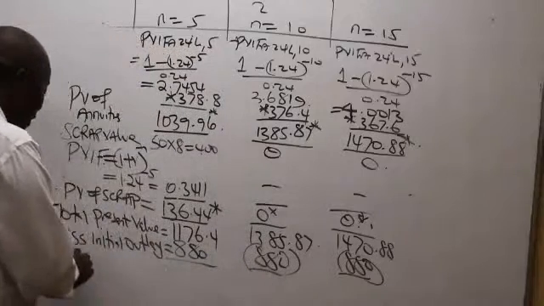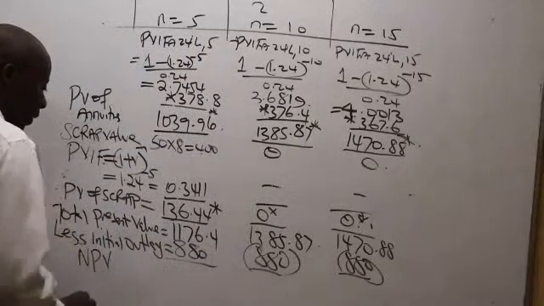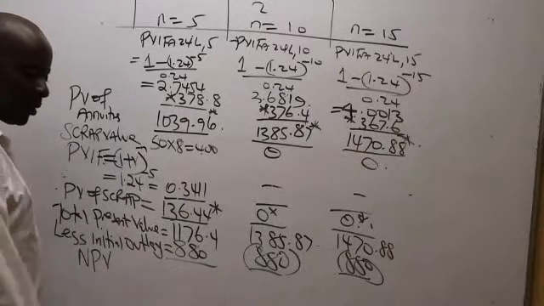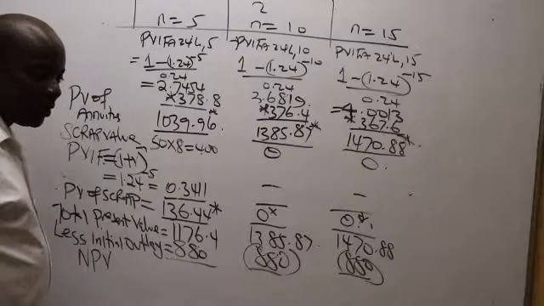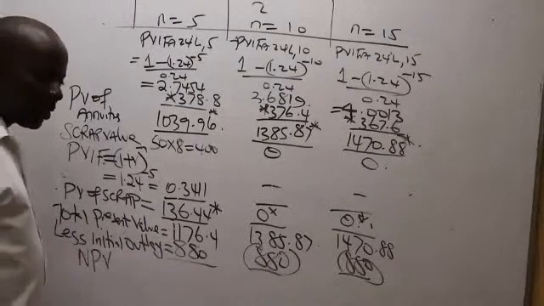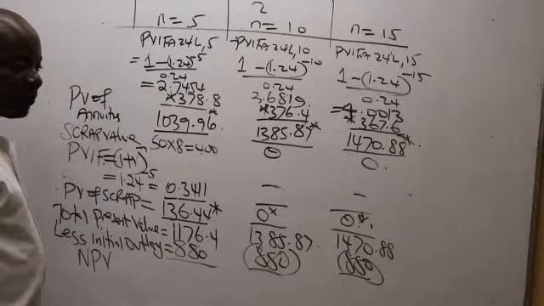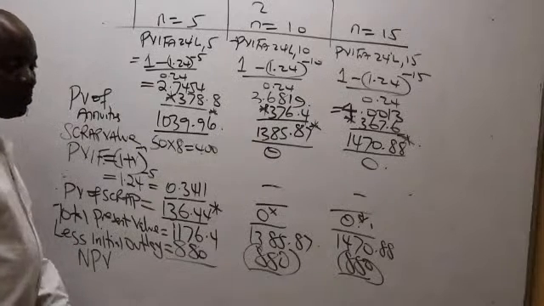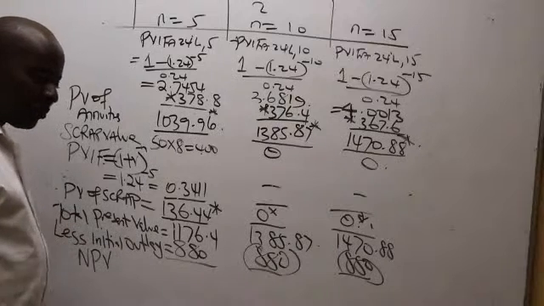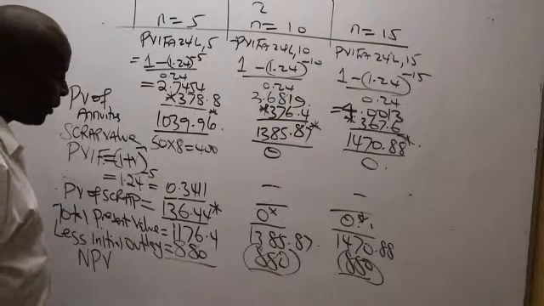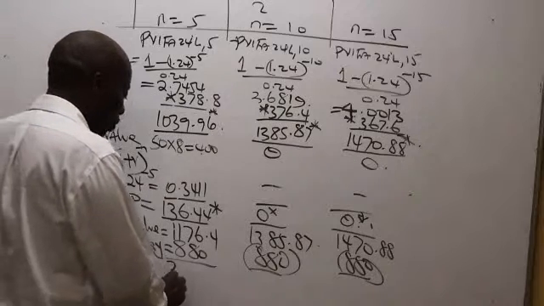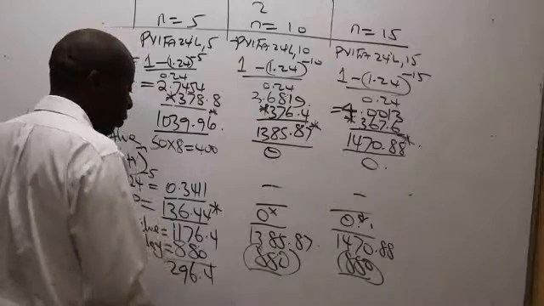Then what is our net present value? The first scenario, what will be our net present value? Should be this minus this. We have an answer. So we have 296.4, thank you so much.